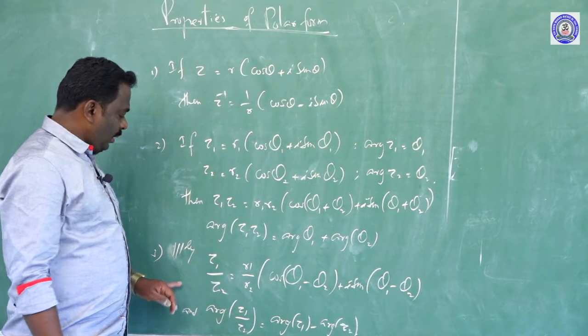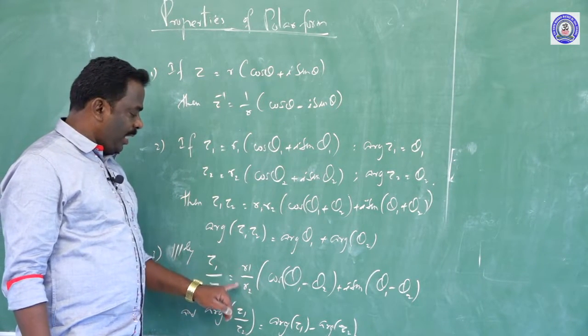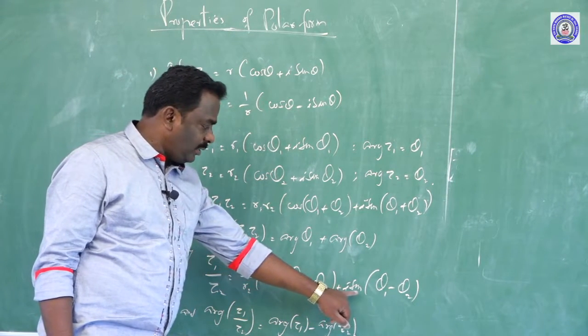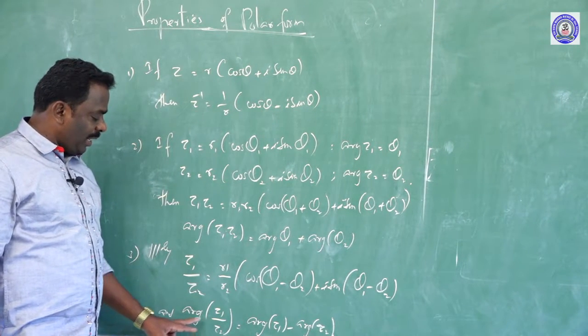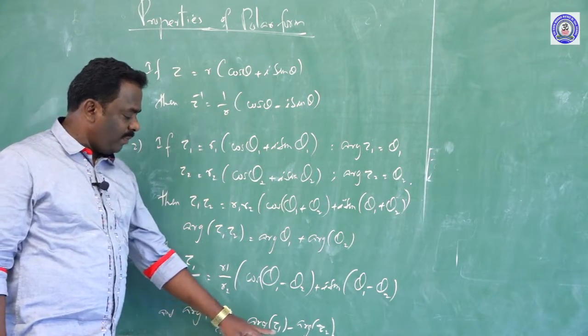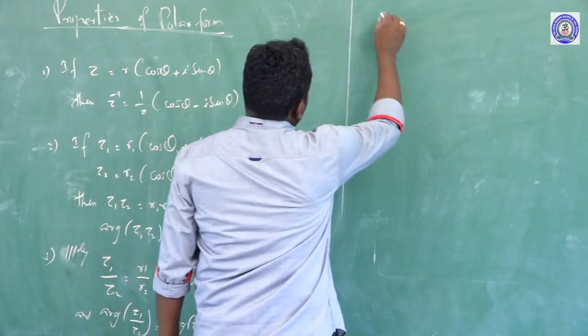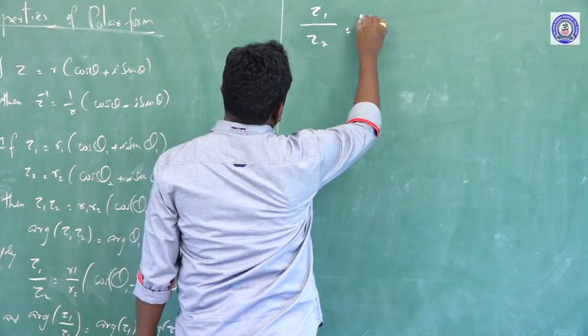Come to the last one: z1 by z2 is equal to r1 by r2 into cos of (theta 1 minus theta 2) plus i into sin of (theta 1 minus theta 2), we want to prove. And also argument of z1 by z2 equals argument of z1 minus argument of z2, that we want to prove.